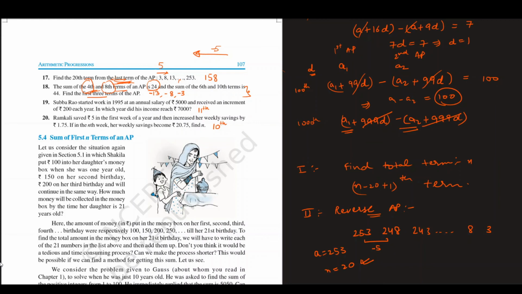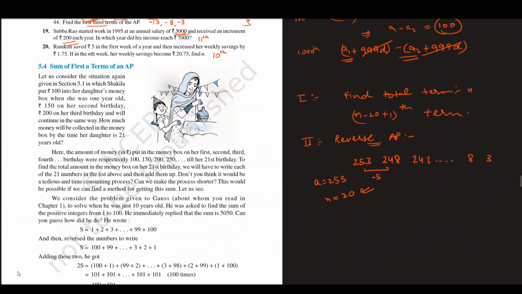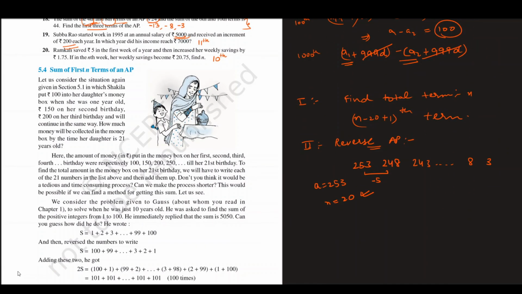Subha Rao started work in 1995 at rupees 5,000 and received an increment of 200 per year. Okay, so the answer in this case would be when the money is 7,000. So an is 7,000, a is 5,000 and (n minus 1) into d is 200. So 2,000 is equal to (n minus 1) into 200, which implies n is 11. So the answer for this case is the 11th year.